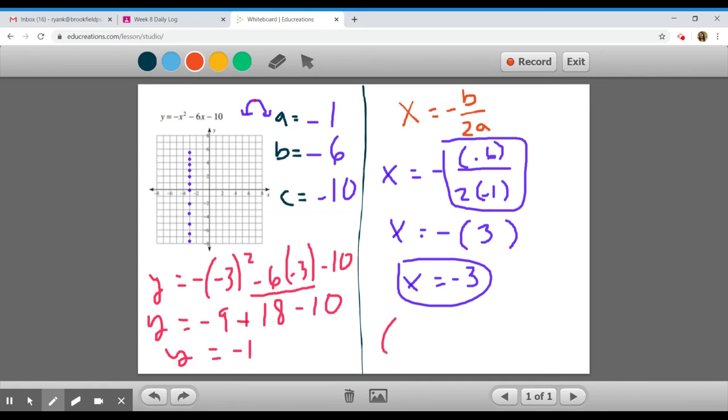So my vertex is at -3, -1, and I can plot that point. -3, -1, that's my vertex. I know it's going to look something like this, so all I need to do is find one more point. I could plug in 0 or something that seems easy. I could plug in -1. I could plug in -4. I'm going to plug in anything, and if I can find a point.